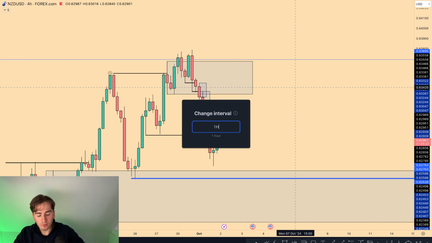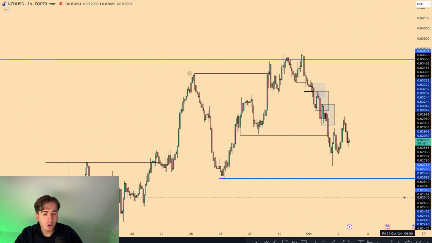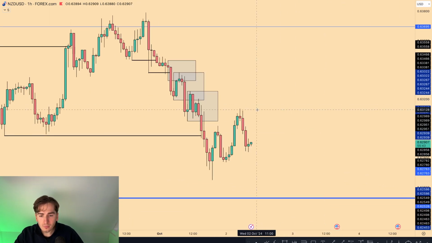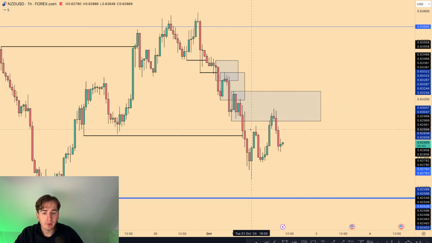So that's what I'm looking for on NZDUSD. Overall, just following the overall order flow, we can very clearly see that the bearish order flow is now in control. So yeah, only interested in shorts until we break the order flow, and then I'll be interested in longs. Otherwise, just keep on selling towards the downside, okay?